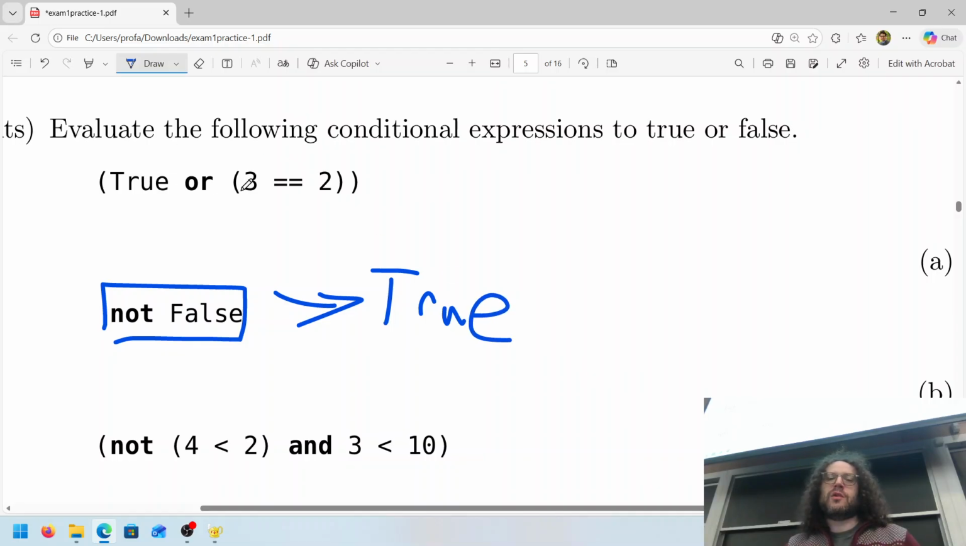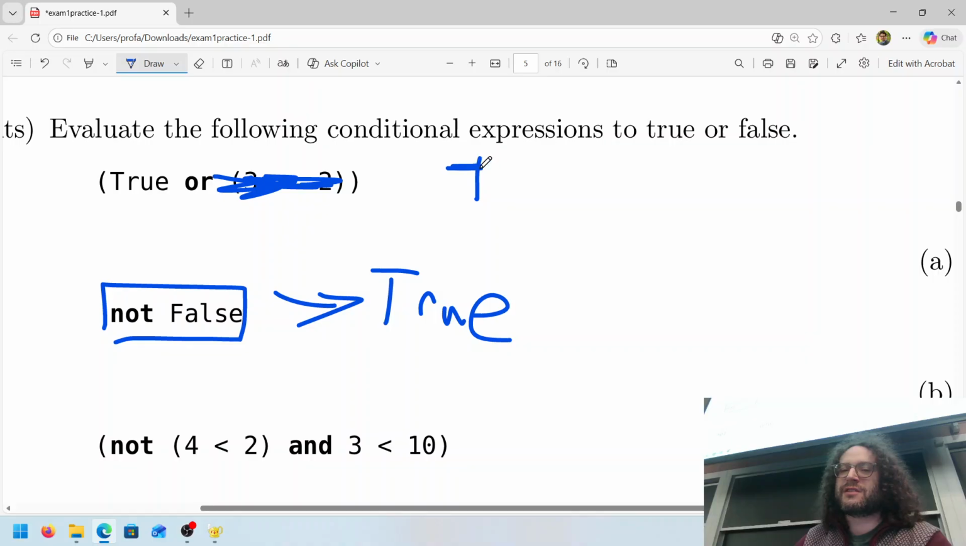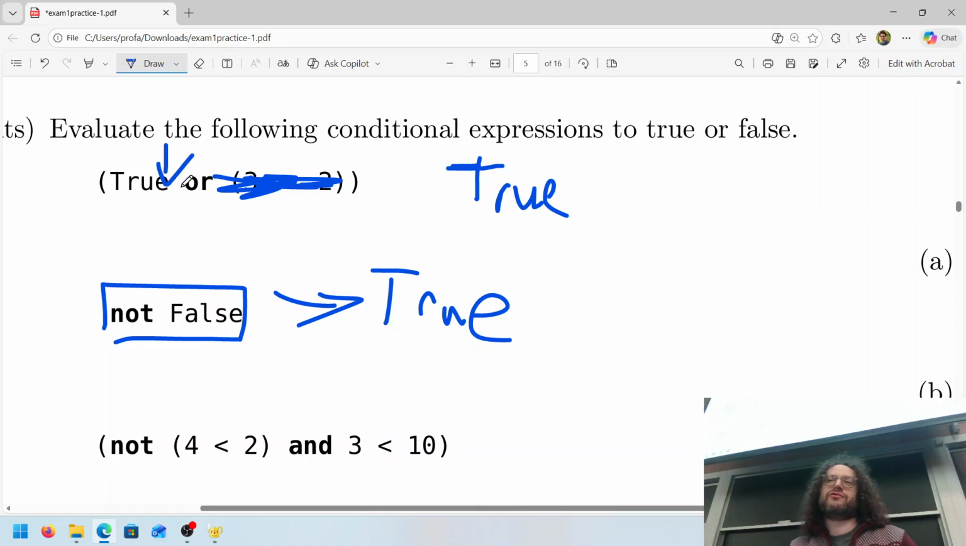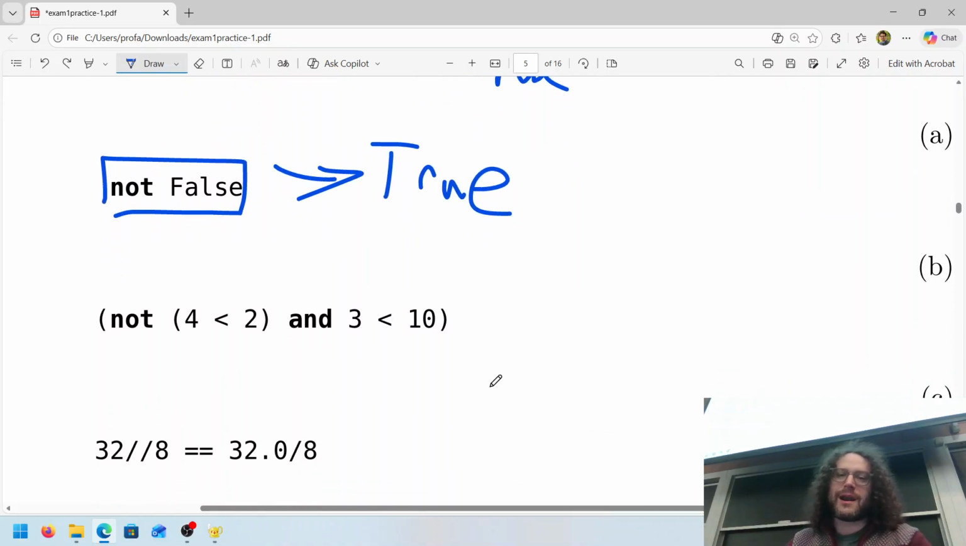Similarly, true or 3 equal 2. Well, 3 equal 2 is going to be false, but honestly, we don't actually care anymore. It's like multiplying by 0 in the math problems. Once we know that one side of the or is true, we don't really care about the other side. In fact, most programming languages, when you hit that case where it's true or, just don't even bother executing the other bits of code, to save you time and be more efficient. True.